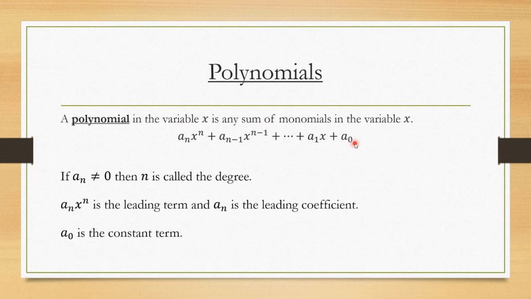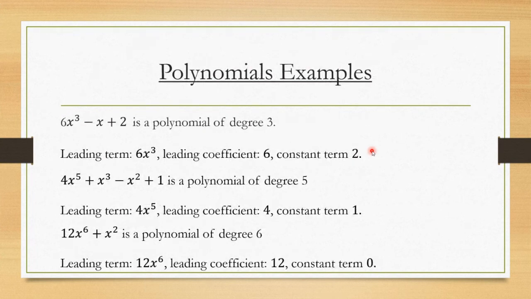We have this term here, there's no variables there, right? That's called the constant term. Okay? Good. Okay, so that's what a polynomial is by definition. So I figured it's good to see some examples of these things.